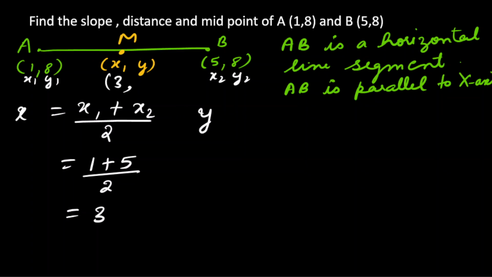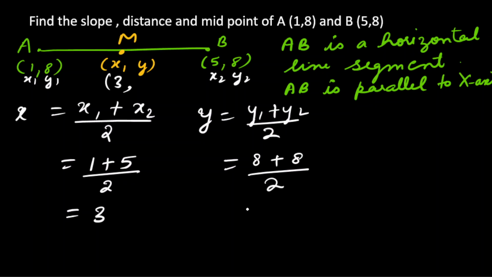So y is equal to y1 plus y2 by 2. y1 is equal to 8. y2 is equal to 8. So 8 plus 8, 16. 16 by 2 is 8. So that means y's value is equal to 8. So the coordinates of M, x, y, we can write, is equal to 3, 8.